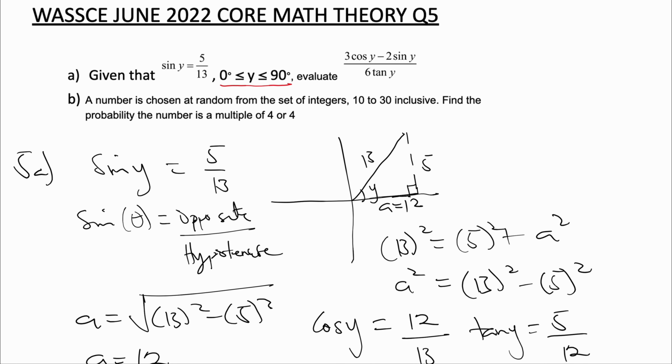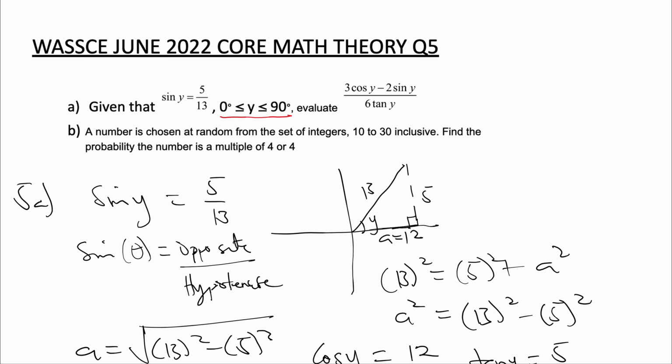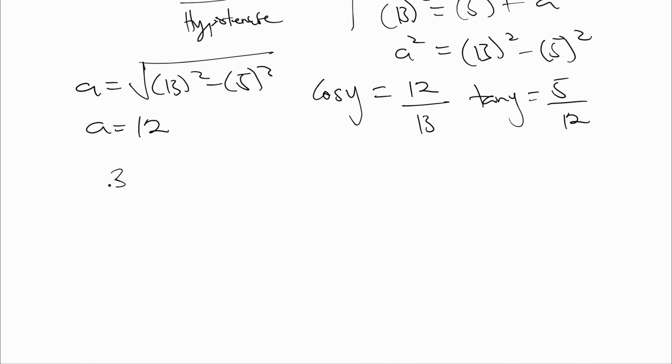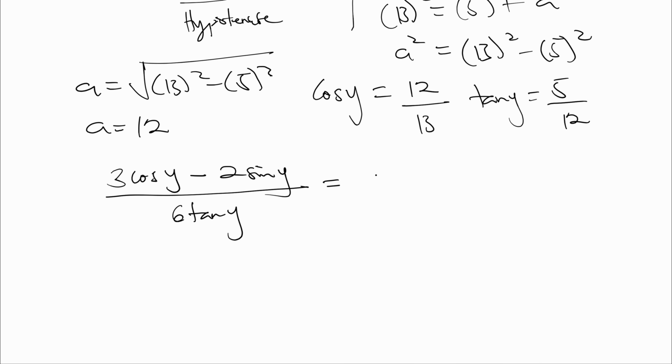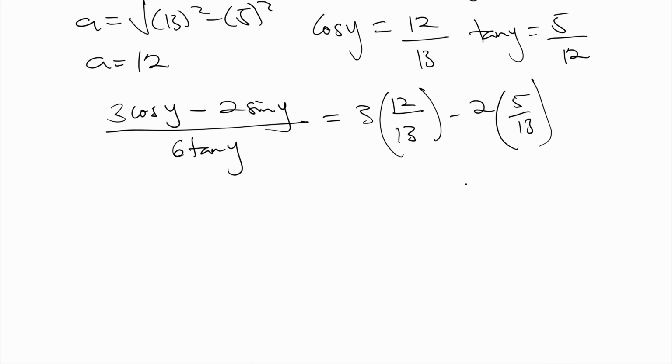And we are asked to evaluate 3 cos y minus 2 sin y over 6 tan y. So (3 cos y minus 2 sin y) all over 6 tan y is equal to 3 times cos y, which is 12 over 13, minus 2 times sin y, which is 5 over 13, all over 6 times tan y, which is 5 over 12.